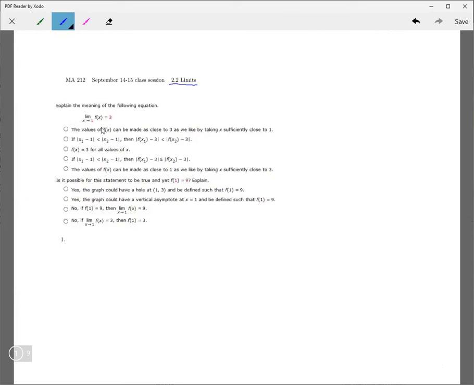Explain the meaning of the following equation. Okay, so the way that you read this is the limit as x approaches 1 is 3. That means that the values of f(x) are being made as close to 3 as we like by taking x sufficiently close to 1.